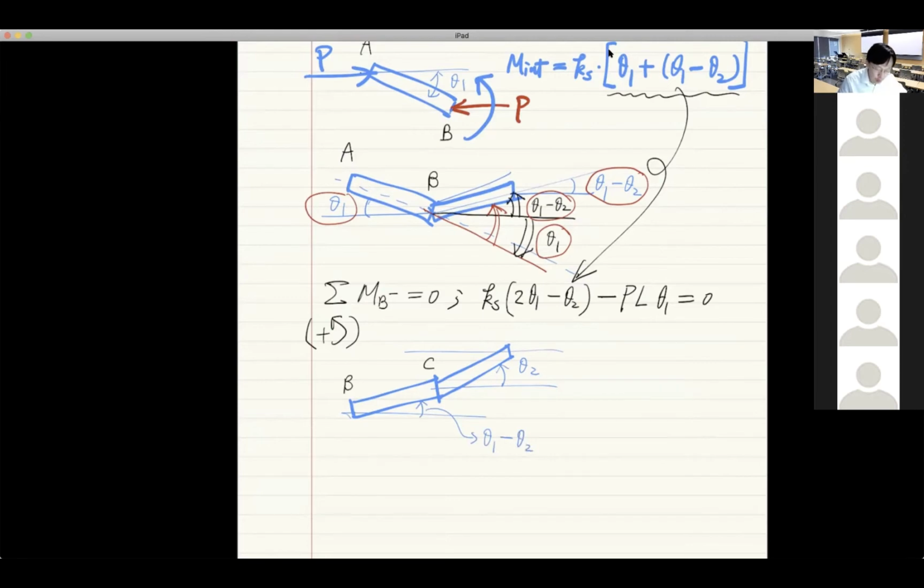So the actual amount of rotation at point C, we will determine that by what? By drawing a line along here. The actual amount of rotation is actually this. And this amount of rotation is 2 theta 2 minus theta 1.